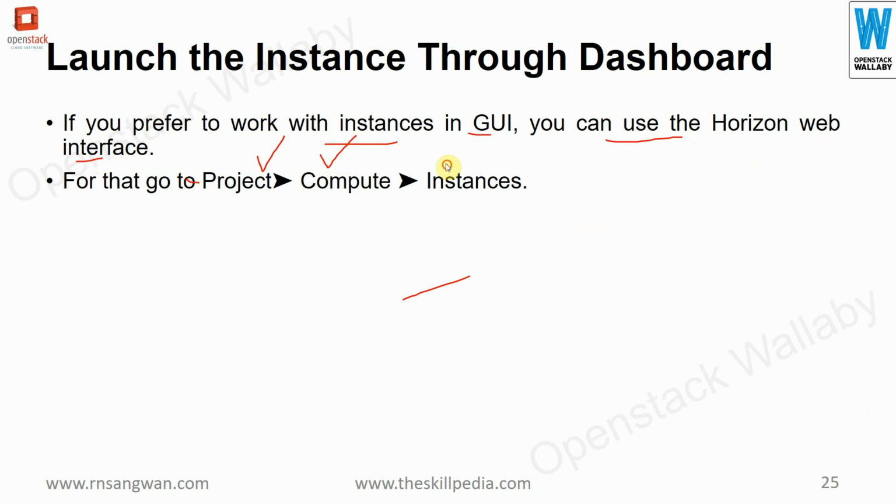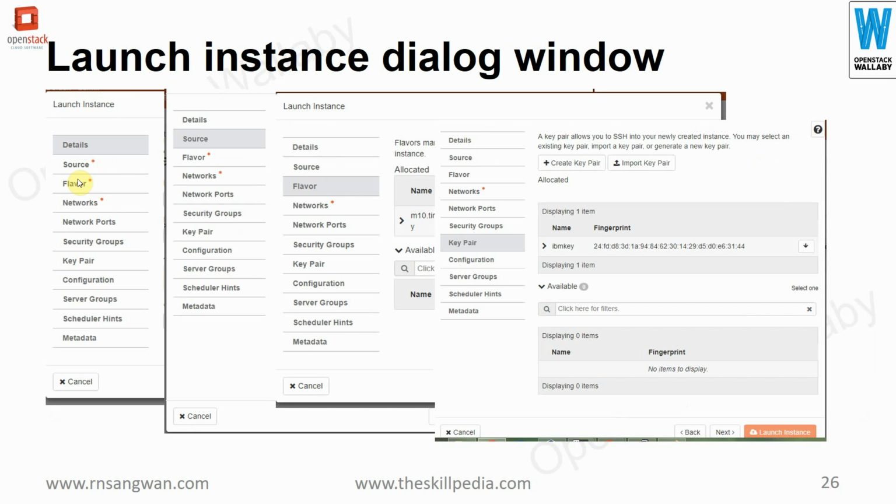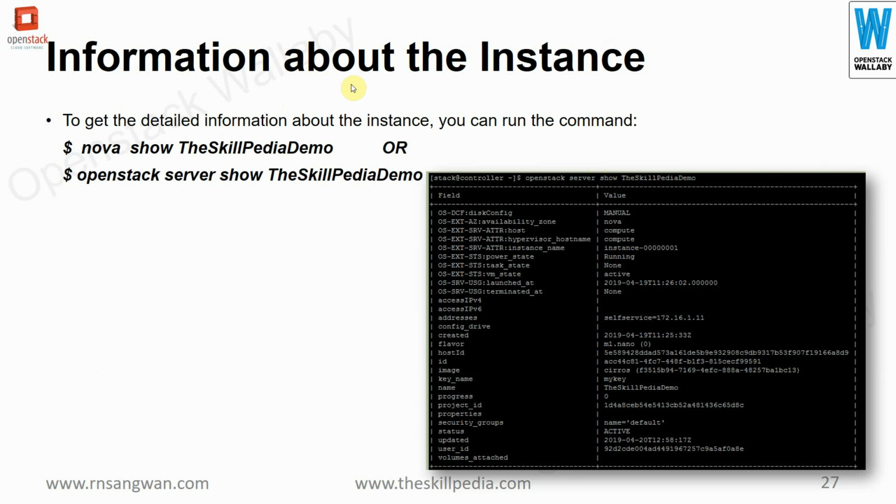Go to the project, compute, and then instances. So launch instance, and you fill in the details. Details include source, flavor, network, network ports, security groups, and a star means mandatory, and the rest are all optional. So you specify all the details one by one, and then launch the instance. It's self-explanatory. Information about the instances: openstack server show instance name, and that will give you the complete information about the instance.